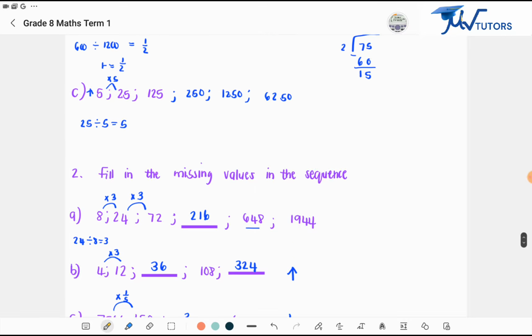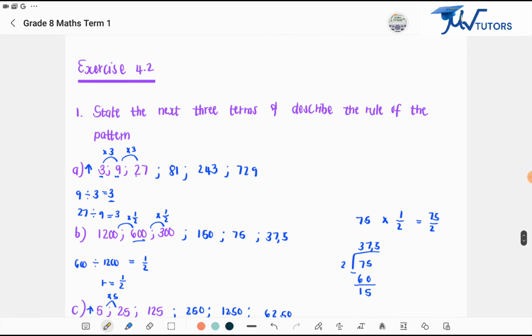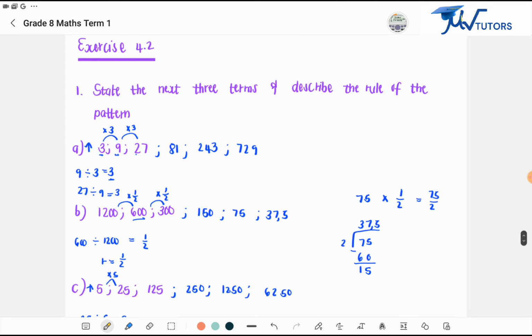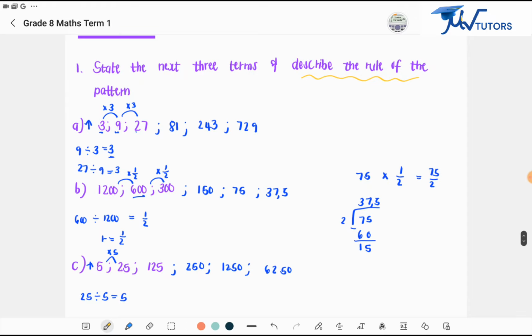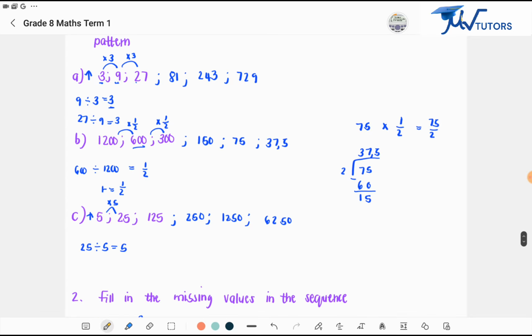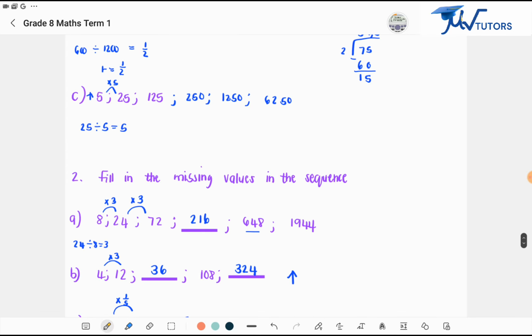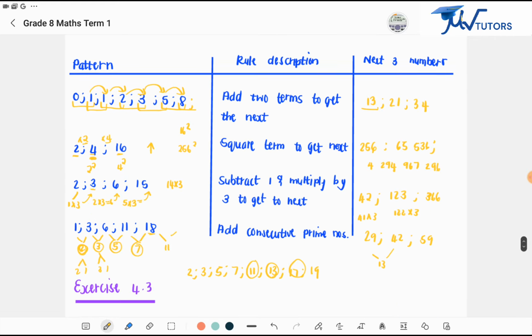Now that I think about it, I did not describe the rule of the pattern, sorry. Exercise 4.2, we stated the next 3 numbers, but we didn't describe the rule of the pattern. So I'll just say it in words. Here, the rule: multiply by 3 to get to the next term. B, multiply by a half to get to the next term. C, multiply by 5 to get to the next term. You will write it down, right?